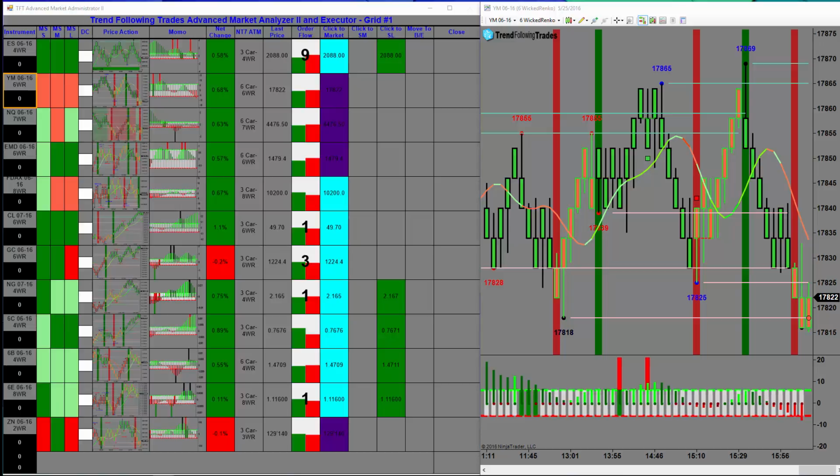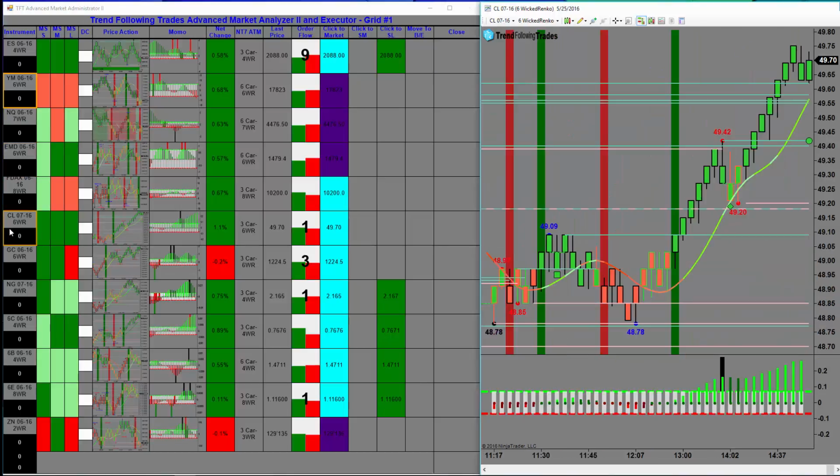Any other questions about the CT2 before I move along with the AMA2? Okay, let me see here. Can you use this one for day trading, in and out for future trading? Sure. Let me just go here and show you the CL.